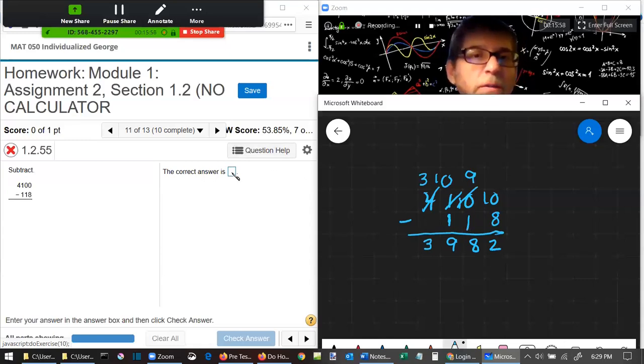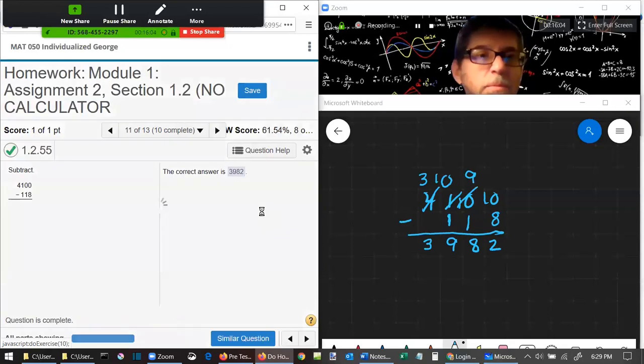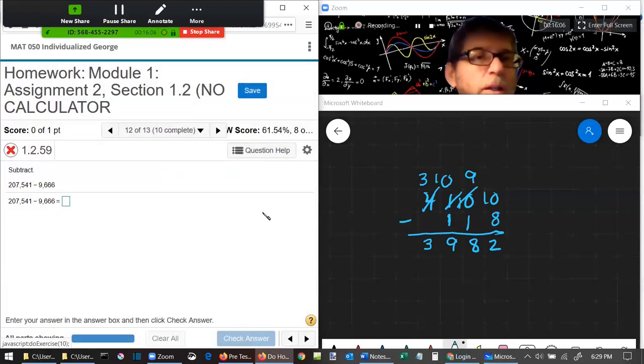Let's try it out, see if it works. Okay. Let's try one here where the numbers are not lined up already for you.